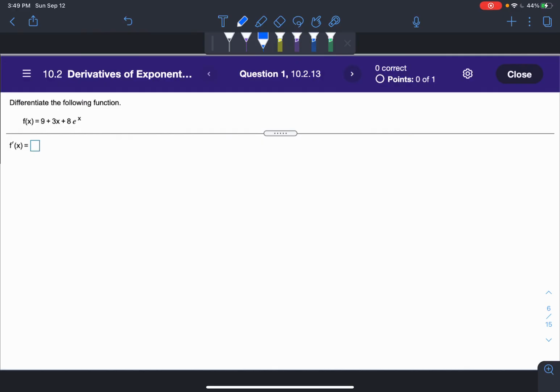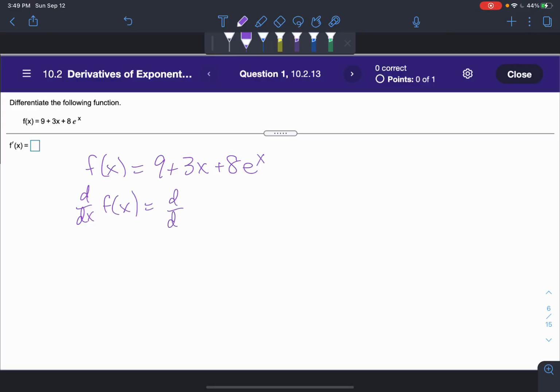All right, so let's do some derivatives now. So let's see, we have the original function, 9 plus 3x plus 8 e to the x. And so if I want to find the derivative of f of x, I know that I can break these up based on sums or differences. So the derivative of 9 plus the derivative of 3x plus the derivative of 8 e to the x.